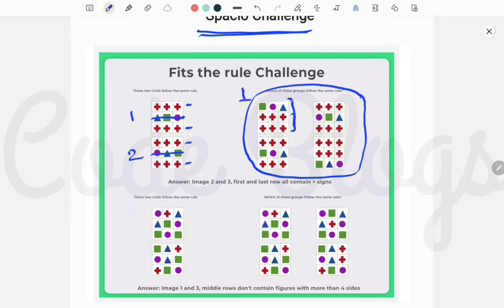Now check this grid, the first grid. You can see that the second and third rows are filled by plus sign, but in these two grids the first and the third row in both grids are filled by plus. So this is not possible, and this is also not possible. So our correct answer is the second grid and third grid, because these two grids are similar to this grid.